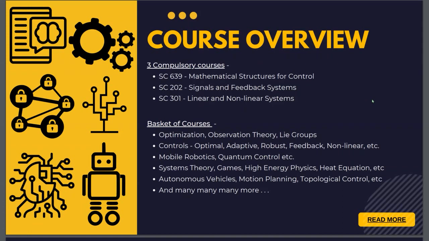But anything above 7.5 or 8 should be good enough for you to get through the first 3 courses of systems and control. And given that there is less flexibility, you have to do 3 compulsory courses right at the beginning. So there is less flexibility in terms of the CPI. For example, if you don't get the first course itself, which is 639 in this semester, you'll have to wait for a year to get that course again.